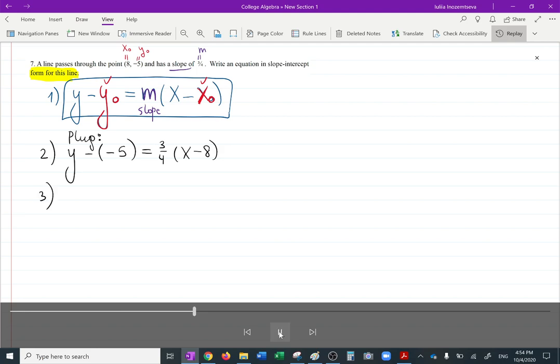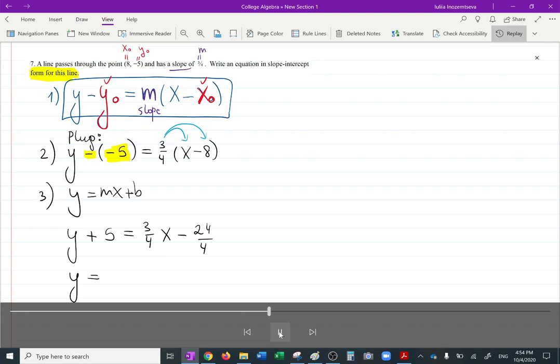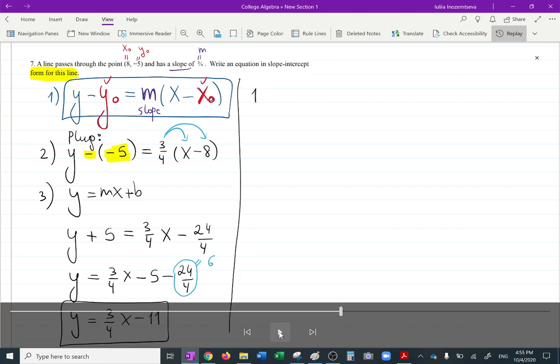Now they want us to write down everything in the form of y equals mx plus b. Well, first let me simplify. Y minus (-5) is y plus 5 equals 3/4 times x is 3/4 x, and 3/4 times 8 is 24 over 4, which is just 6. Let's simplify: 3/4 x minus 5 minus 24 over 4. The final answer is y equals 3/4 x minus 5 minus 6, that's minus 11. Put it in the box, that is the answer.